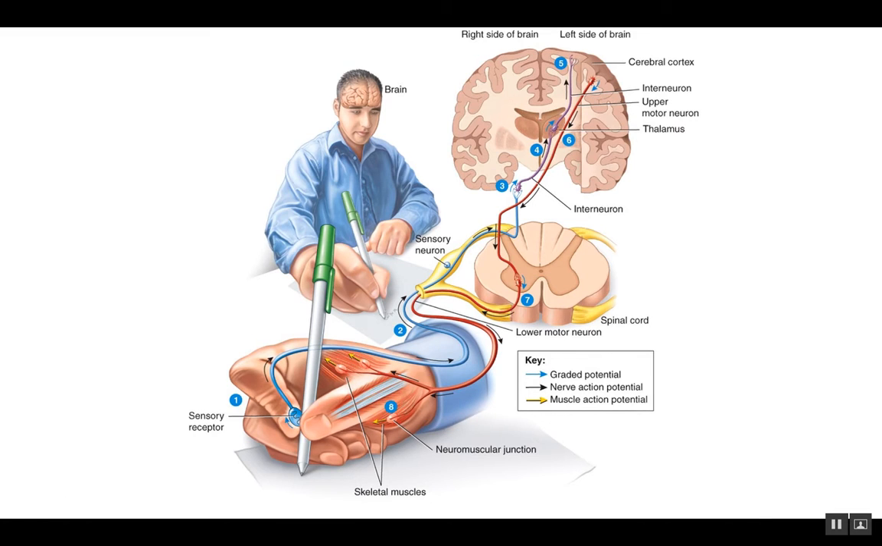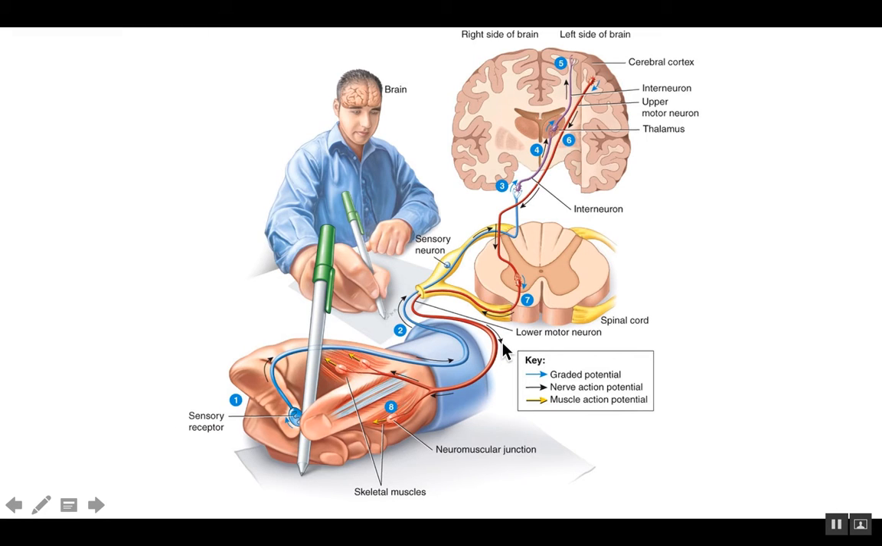That motor neuron is going to transmit action potentials back down the spinal cord so the motor neuron can come out and stimulate the muscles at the neuromuscular junction. So notice we've got graded potentials occurring wherever the neuron is getting stimulated. Here it's getting stimulated by a neurotransmitter. Here it's getting stimulated by a neurotransmitter.